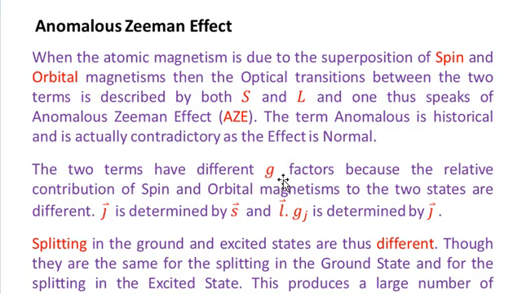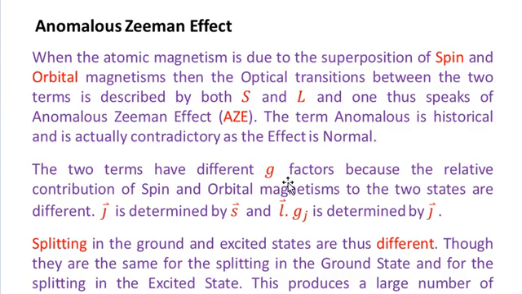So the two terms have different G factors. And here the two terms mean that we are talking about the ground state term, for example, or the excited state, or we are talking about two excited states. One is the lower excited state and the other is the upper excited state. And the terms related with those excited states here are being referred to as two terms.